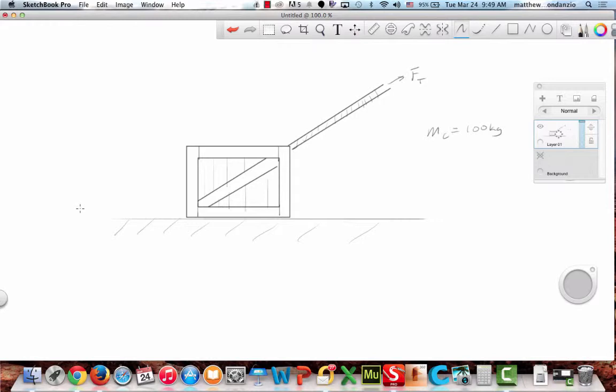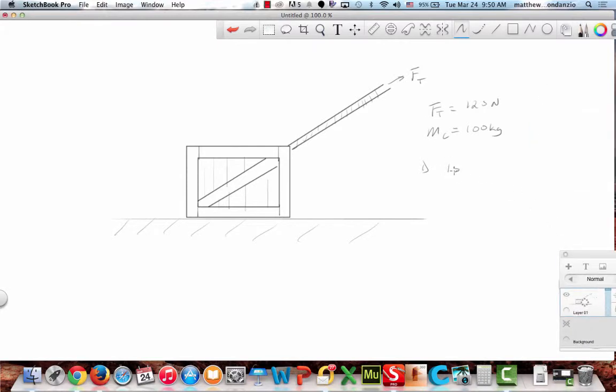What I'd like you to do is tell me two things. Let's assume that the force of tension is equal to 120 newtons. Number one, is there enough force to lift the crate off the ground? So is the crate on the ground or not?